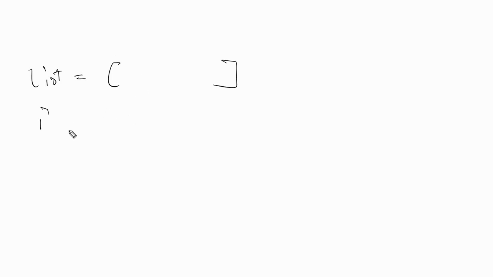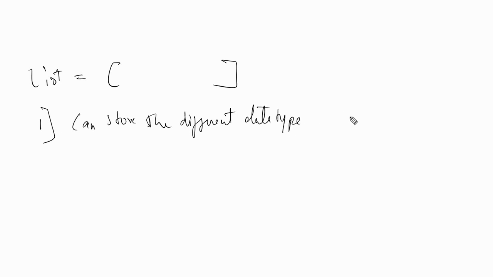The first thing is this, and we'll see some of the important properties. Okay, it can store the different data types, like integer or a string or a float or a boolean. It can store the different data types.